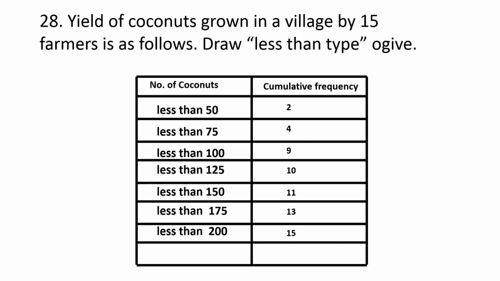28th question. Yield of coconuts grown in a village by 15 farmers is as follows. Draw less than type ogive. Here information is given: number of coconuts, cumulative frequency. We are given cumulative frequency, so no need to find cumulative frequency. It has become very easy.